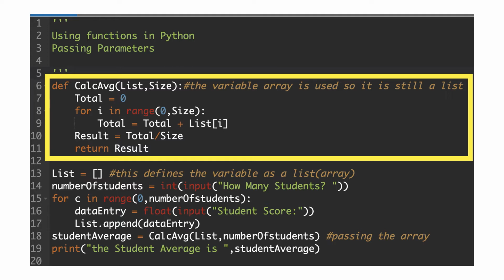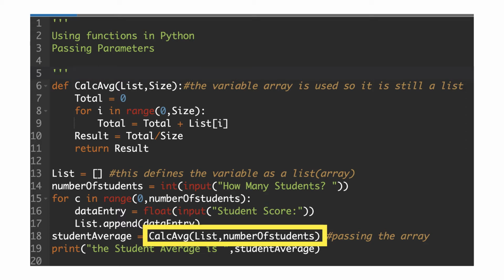They're always defined at the beginning, the front of a program. You may have many of them. You may have one or you may have none, but they're ignored until they're called. Calling a function happens sometime in the main program. So here we can see the main program starts at 13. And it's not until line 18 that we use the calc average and send it two variables.